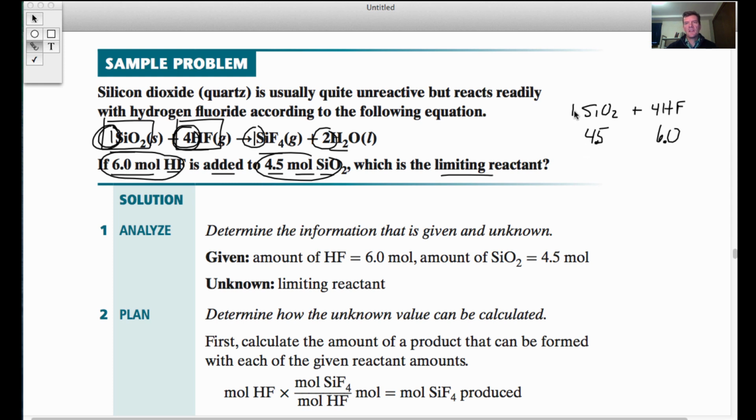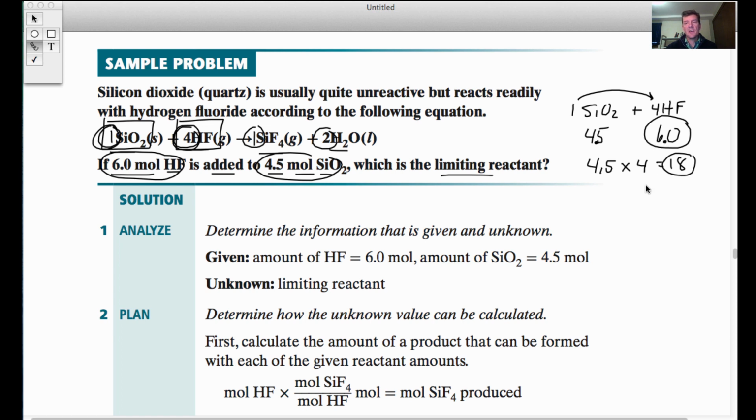Well, if you look here, the amount of HF compared to the silicon oxide is 4 times as much. Do I have 4 times as much HF as silicon oxide in the actual mole amounts? No. Because if I did, 4.5 times 4, 1 to 4 here, would be 18. I don't have 18. I only have 6. So I'll never use up 18 of the HF. I only have 6. So 6 is all I have, and once that 6 is gone, it stops.